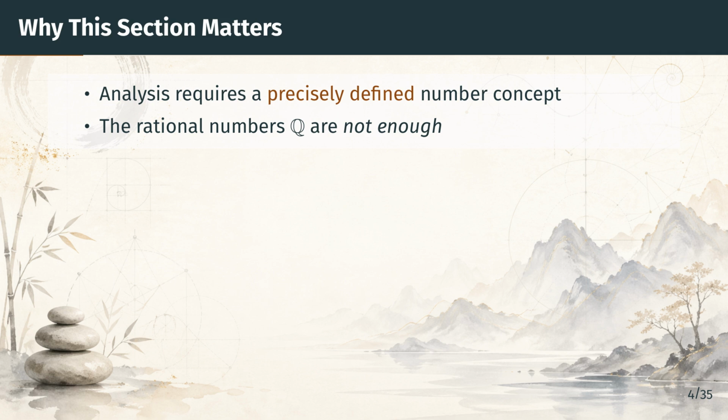The rational numbers, fractions of the form m over n, might seem like a natural candidate for this foundation, but it turns out that the rational number system is inadequate for many purposes, both as an algebraic structure and as an ordered set. There are fundamental gaps in the rationals that prevent us from doing analysis properly. Let's see the most striking example of this.